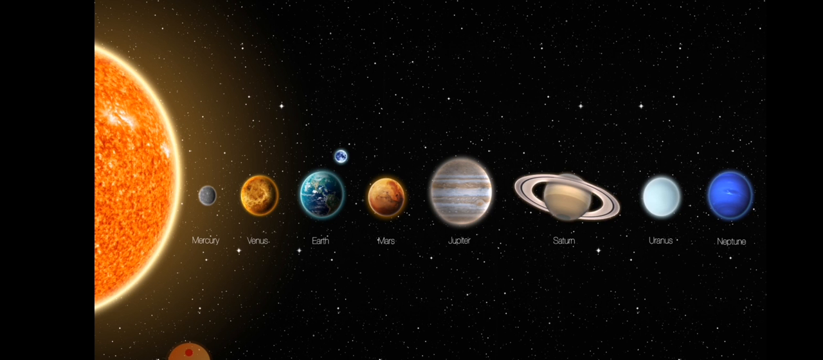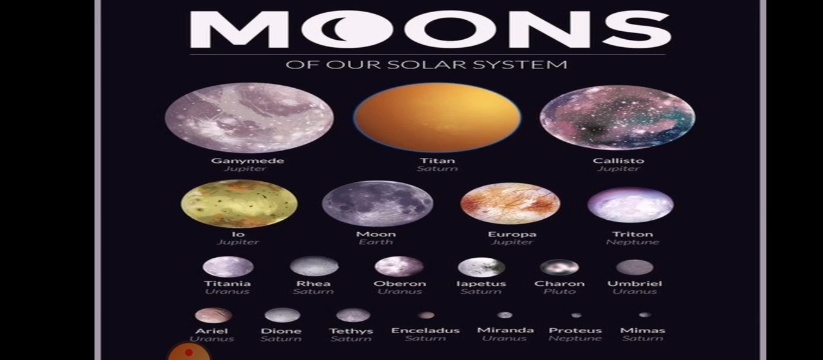Let's see some of our solar system moons. Here is a picture of the moons. Jupiter's moon is called Ganymede, and Titan is for Saturn. Here are other moons. Here is the Earth's moon, which is called the Moon.